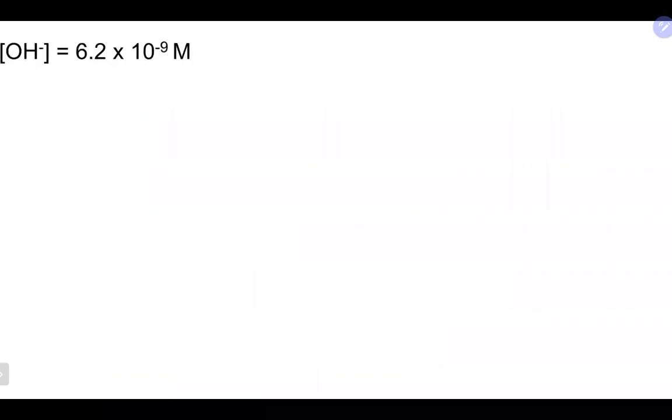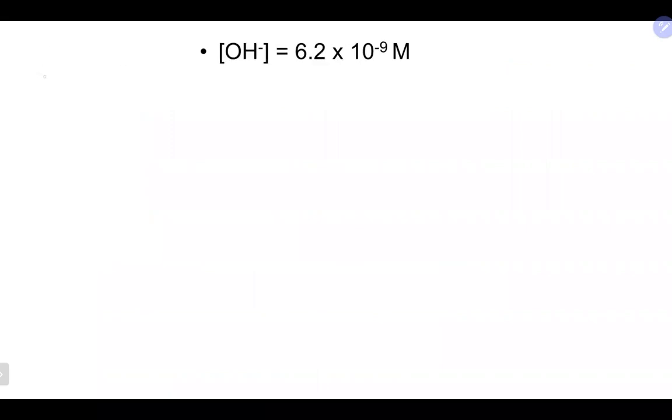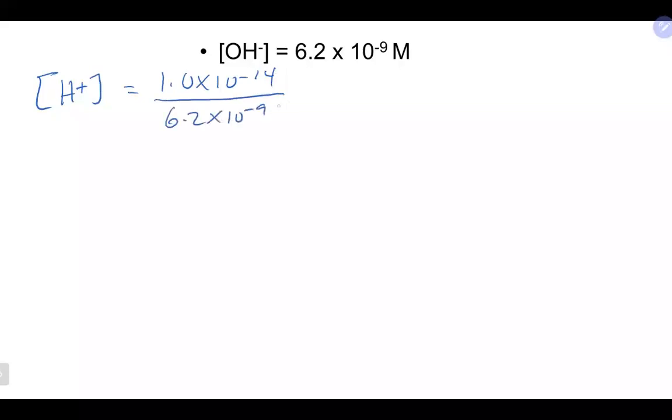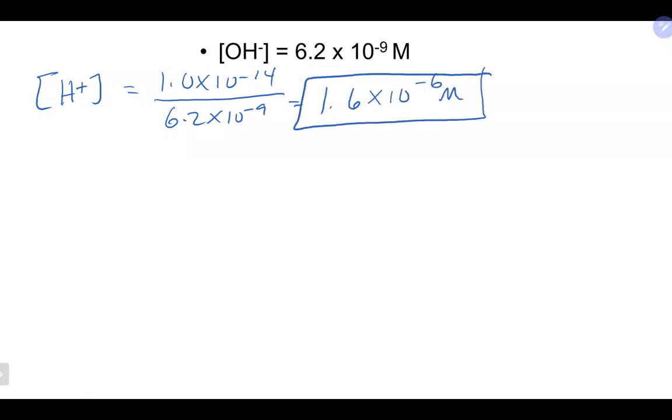Hopefully your calculators are behaving. Let us see if it continues here. OH minus, which means if we want to calculate the H plus, it's exactly the same calculation: 1 × 10⁻¹⁴ divided by 6.2 × 10⁻⁹. And this would give us 1.6 × 10⁻⁶ molar. In this case, it is actually going to be our H plus, which is a larger value. So H plus in this case would be greater than the OH minus concentration.